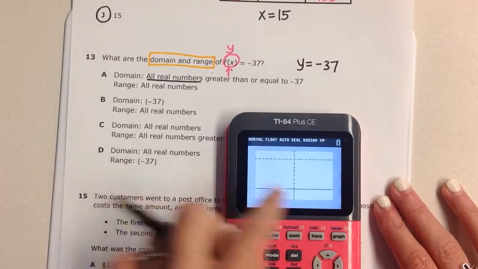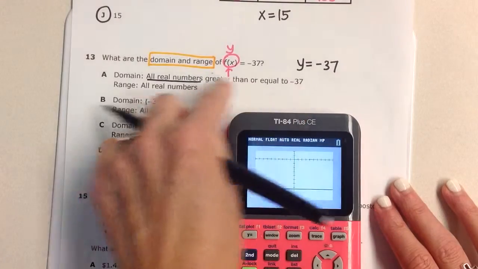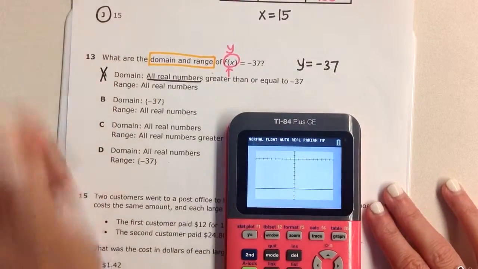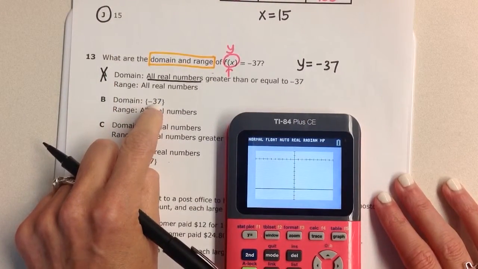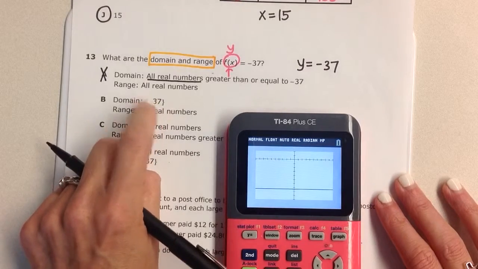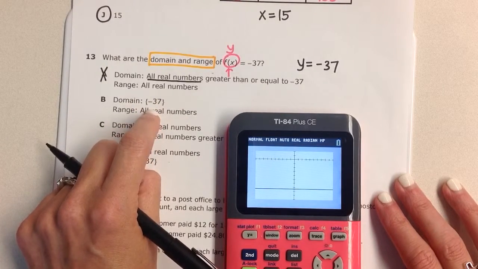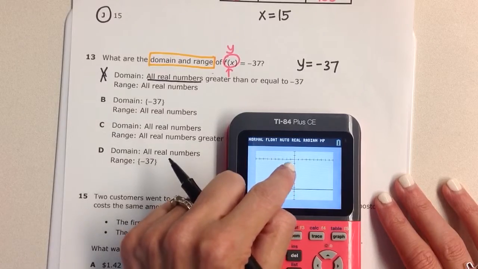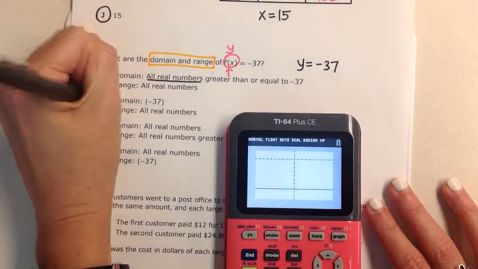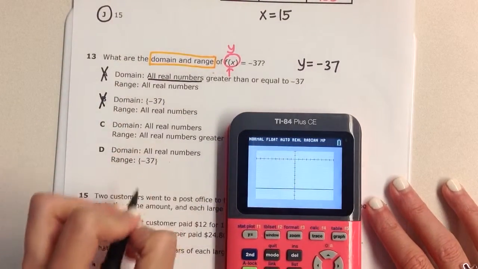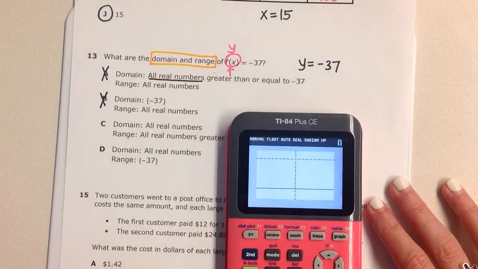Well, I'm using every number to the left and every number to the right, so this part makes A not the correct answer. Okay, 37. I am not only using the x value of negative 37. I'm using 0, negative 1, negative 2, negative 3, so B is not the correct answer. And if I look at C and D, they have all real numbers, all real numbers.